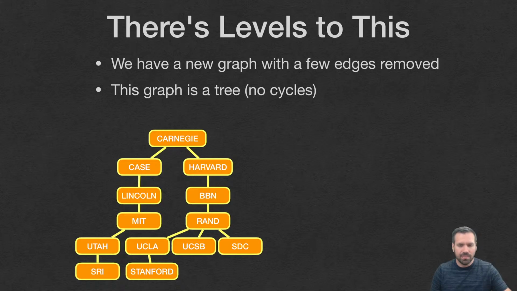So this is going to be a tree, because if we added in any of the edges that we skipped, we would end up having a cycle. So we have a tree here. And in fact, every tree is a graph. It has that same relationship as every square is a rectangle. A tree meets all of the definitions of a graph. It has nodes connected by edges.